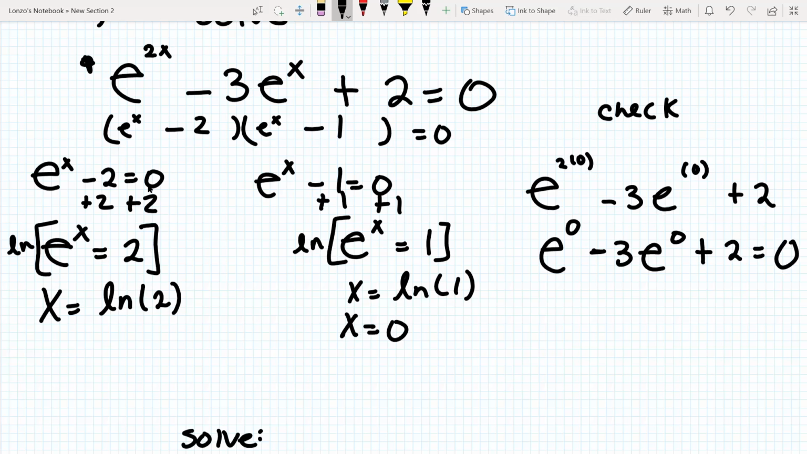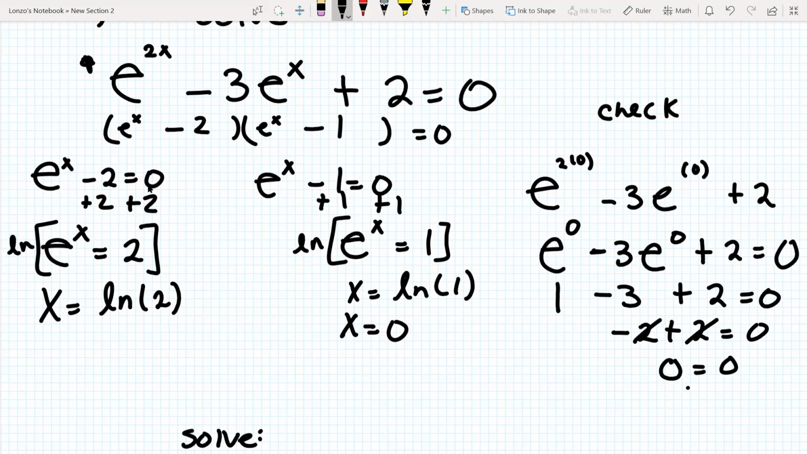Let's see. e to the 0, what is that going to be? Anything raised to the 0 is 1. And then over here is minus 3 times e to the 0, so that's minus 3 plus 2. So 1 minus 3 is negative 2, plus 2 equals 0. This cancels, so 0 equals 0. That statement is true. So we can conclude that x equals 0.